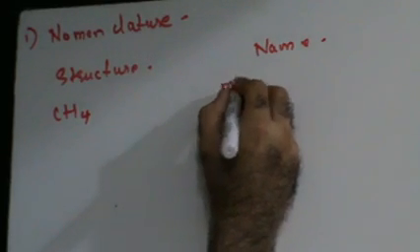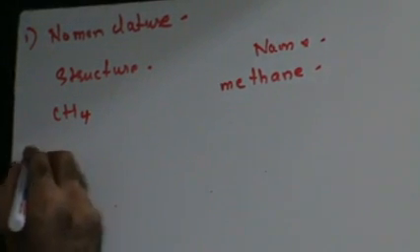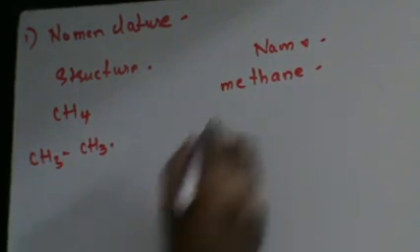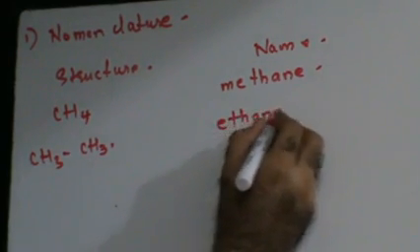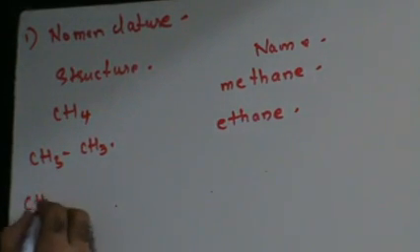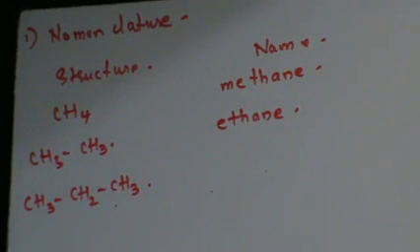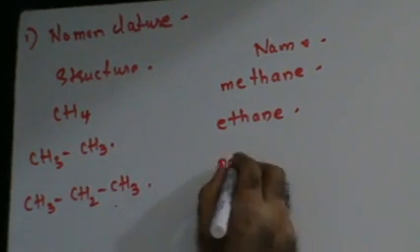CH4, right? Now I'll explain this to you, guys: in chemistry, one carbon atom is meth, 2 is eth, 3 is prop, 4 is but. This is one carbon atom, therefore this is going to be methane. Next, CH3, CH3, 2 carbon atoms, therefore this is going to be ethane. CH3, CH2, CH3, 3 carbon atoms. 3 carbon atoms is prop, so this is going to be propane.